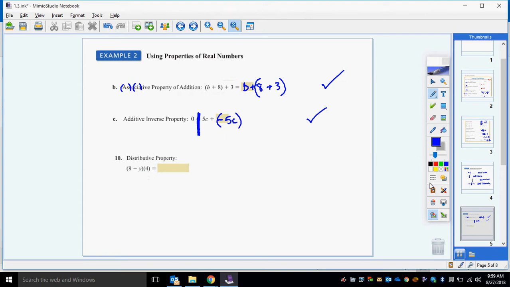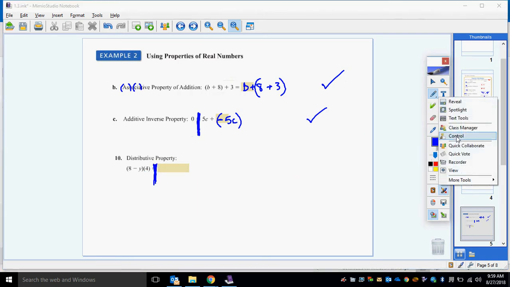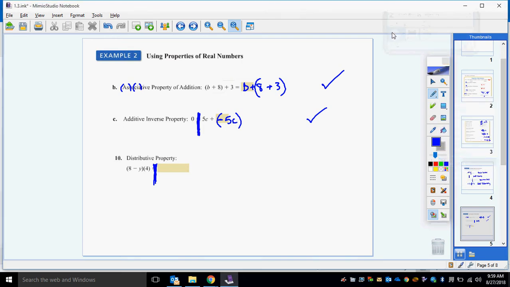And the last one, go ahead and pause the video and use the distributive property to come up with the right side of that equation. When you use the distributive property, remember the 4 is being multiplied by everything in the parentheses. So I have 8 times 4, and then I have y times 4. And what sign is going on in between? Oh yeah, subtract. And you could go one step further and say this is 32 minus 4y. I'd accept either of those answers.